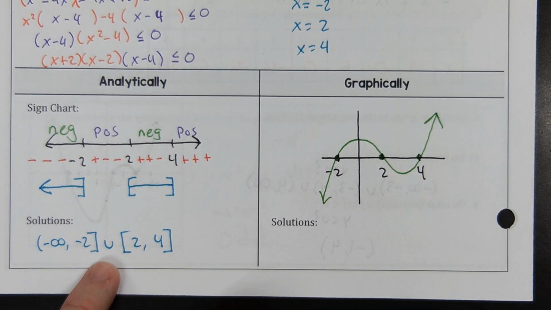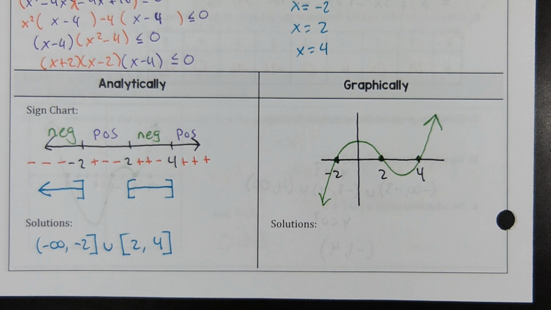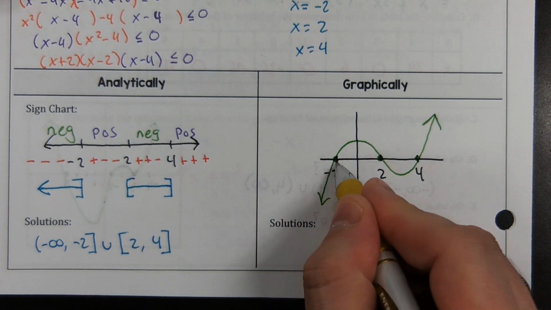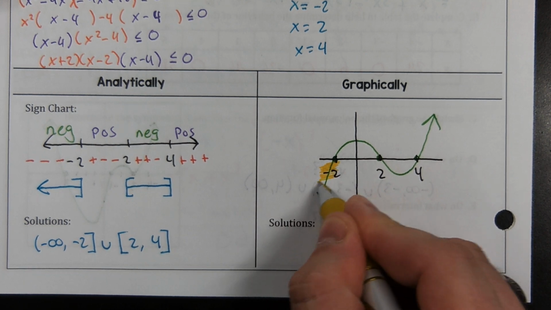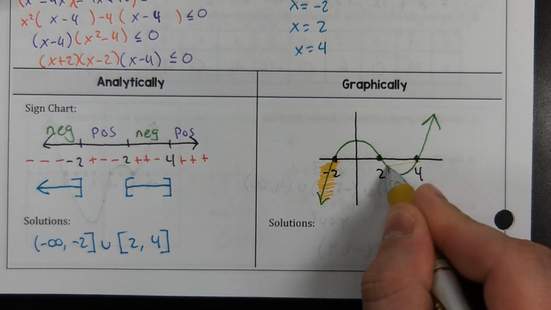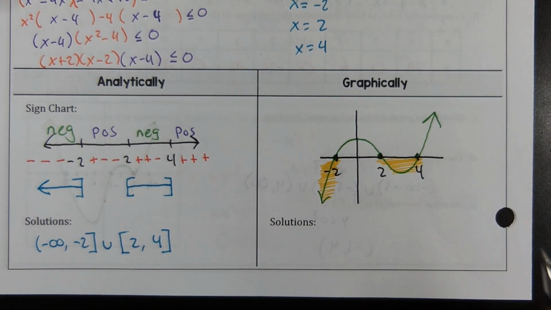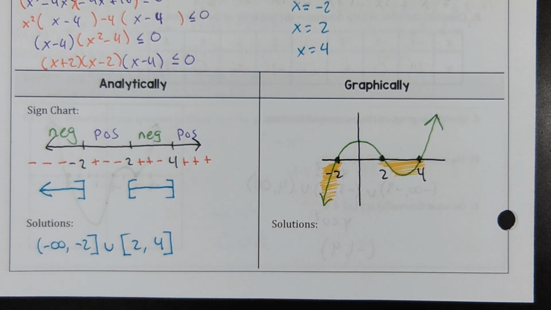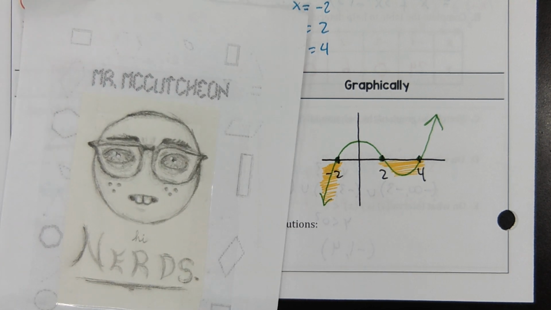It is still that, but just so you can see what's going on, I'm going to break out the yellow pen, because I rarely use it. Here is my graph being underneath the x-axis, and here is my graph being underneath the x-axis. And that, fellow nerds, is all she wrote.